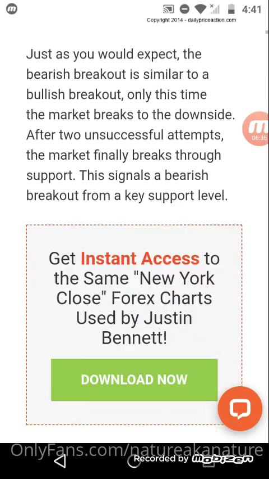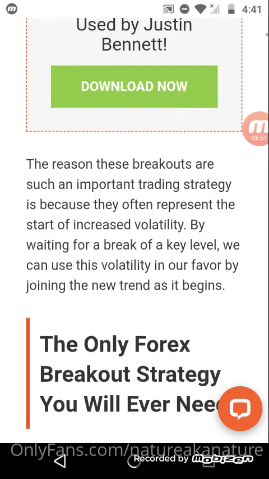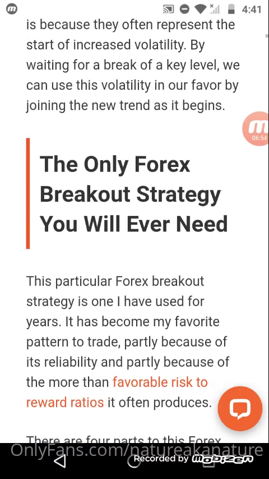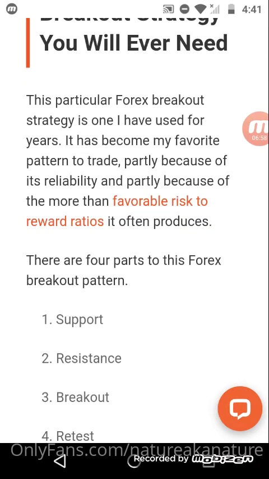This is the reason these breakouts are such an important trading strategy, because they often represent the start of increased volatility. By waiting for the break of a key level, you can get volatility in your favor by joining the trend as it begins. So, the only Forex breakout strategy you'll ever need. This particular Forex breakout strategy is one I have used for years. It has become my favorite pattern to trade, partly because of its reliability, and partly because a more than favorable risk to reward ratio is often produced.